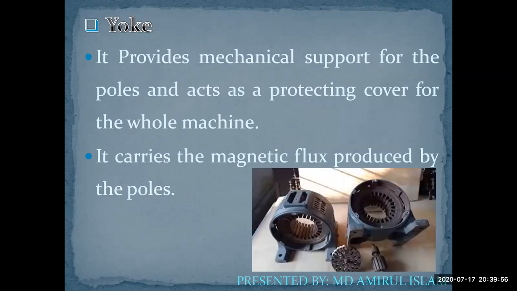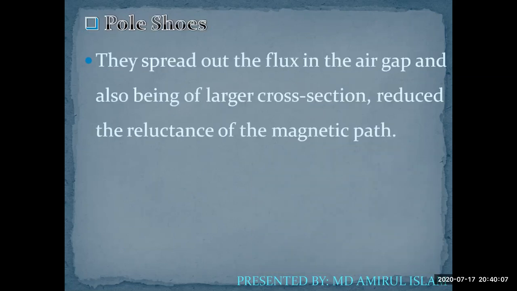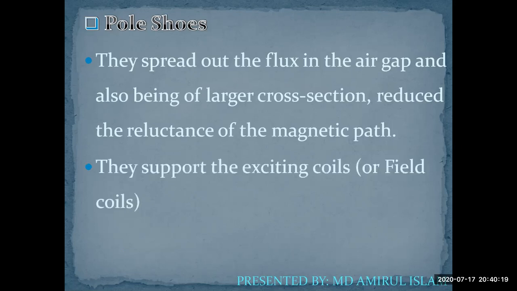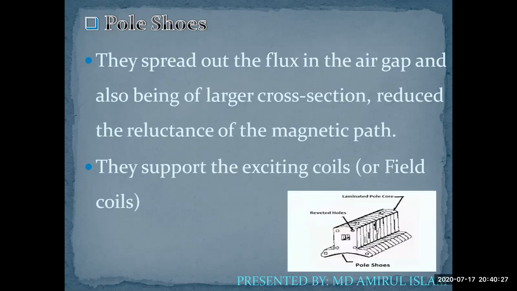We can see in the figure the frame or yoke. Pole shoes: they spread out the flux in the air gap and, being of large cross section, reduce the reluctance of the magnetic path. They support the exciting coil or field coil. We can see the frame in the figure.